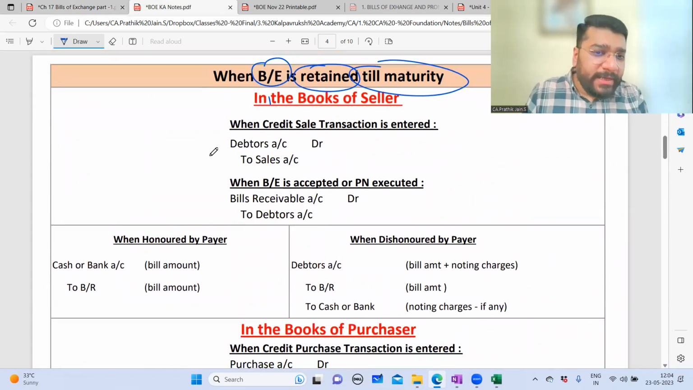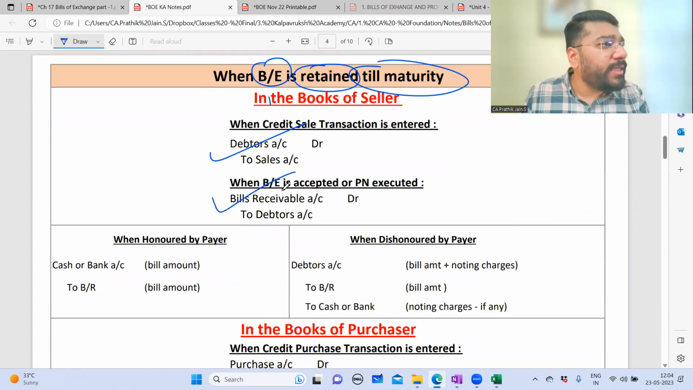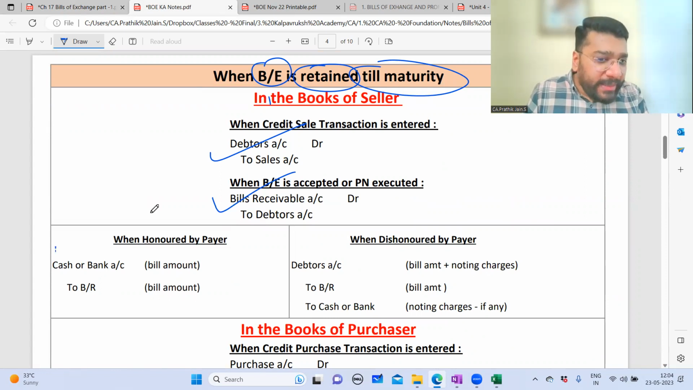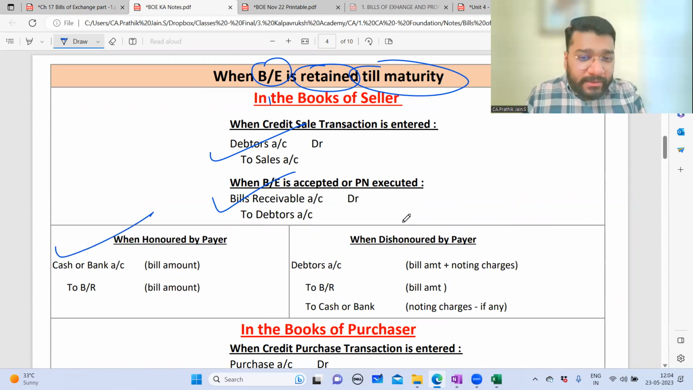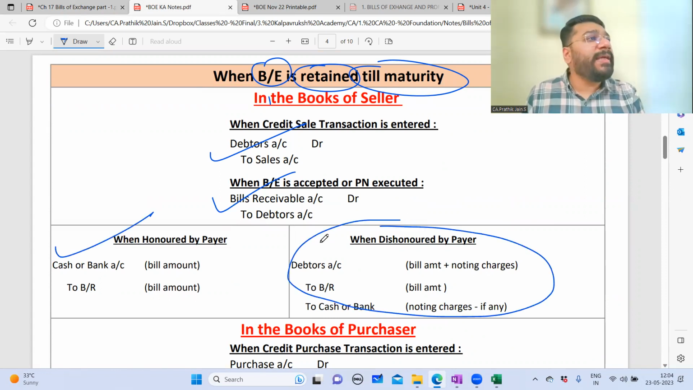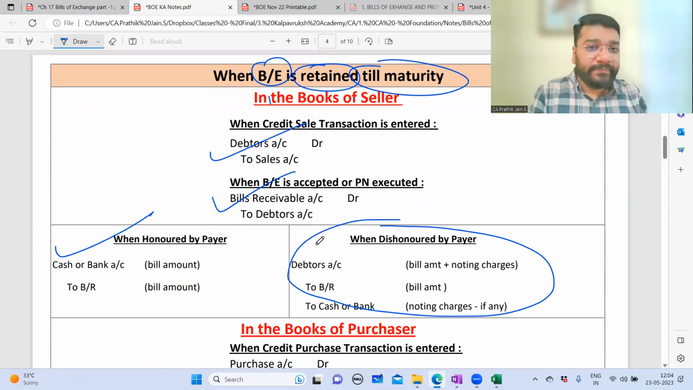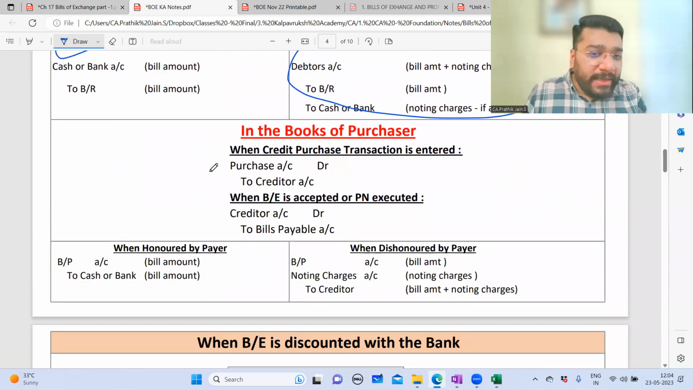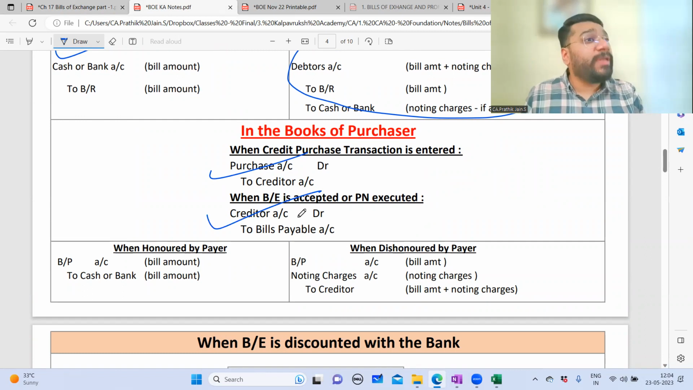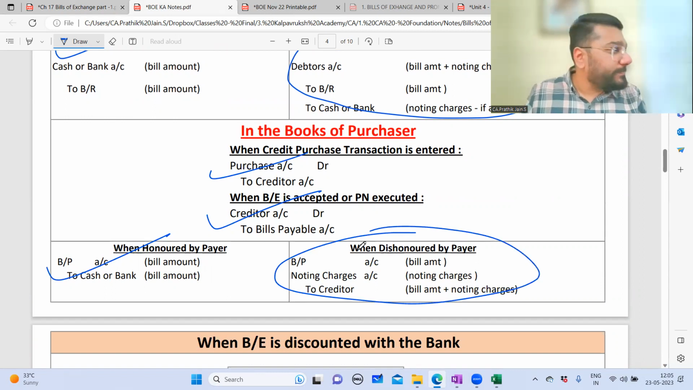So this is a normal credit sale transaction. This is the journal entry upon the bill being accepted or a promissory note being executed. And this will be the entry when the bill is honored. This I meant to discuss in today's evening class when I do the remaining 4 cases of dishonorment. This will be the journal entry for credit purchase. This will be the bill of exchange execution entry. And this will be the entry on the payment being honored. Upon dishonorment, we'll do this today evening.